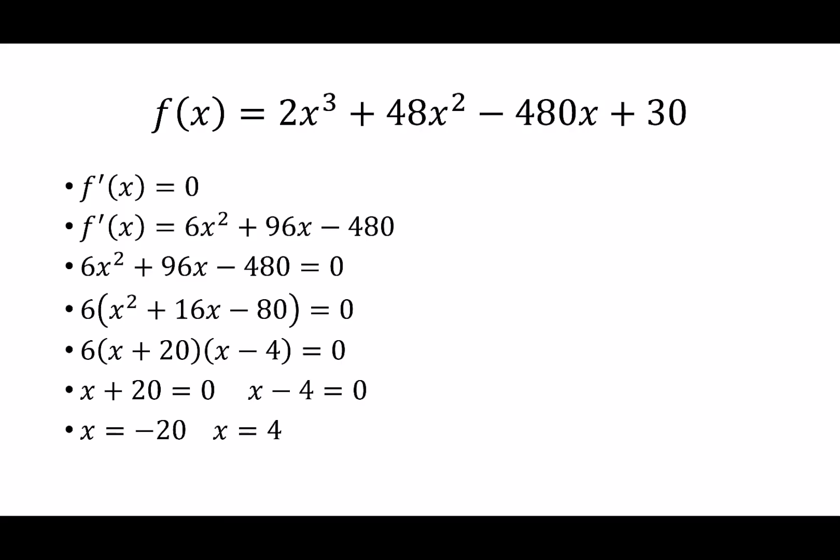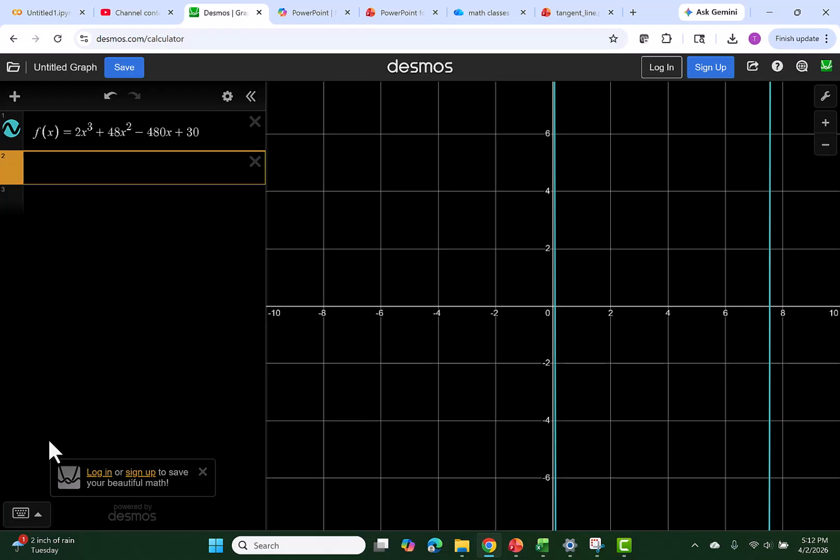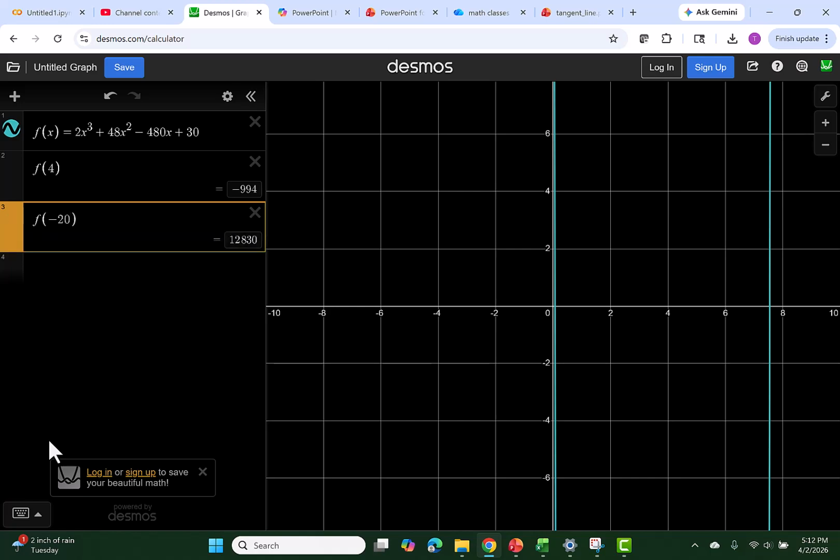Let's go back to the graph and see how knowing these two values will help us graph in Desmos. I'll start by finding f of 4 and f of negative 20. This tells me I have a low value of negative 994 and a high value of 12,830.